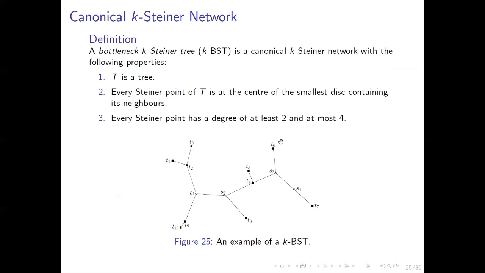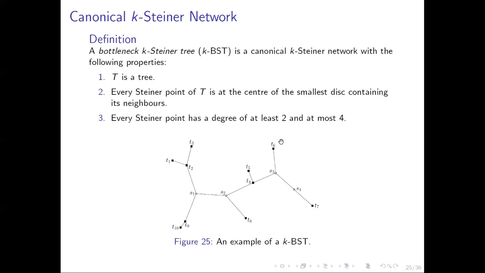In figure 25, I've given you an example of a k-BST. So we'll go through the properties together. Definition 1: T is a tree. So this graph is connected, and also it has no cycles, so it's a tree.